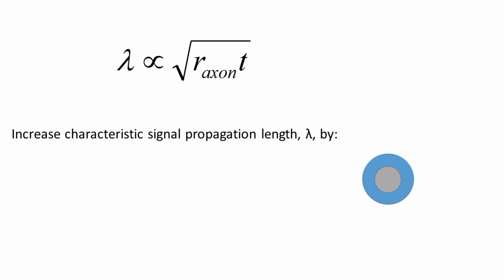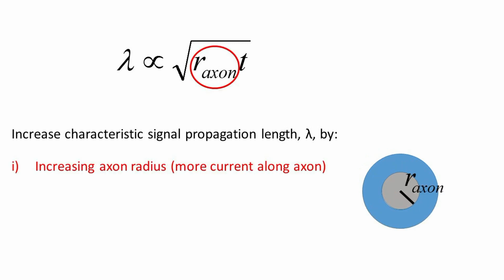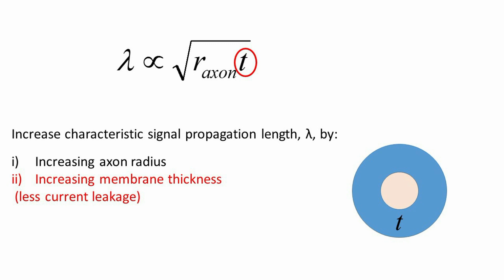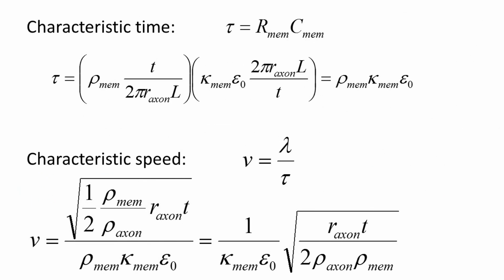Axon properties that increase the propagation distance include a large axon radius, reducing the resistance down the axis of the axon, and a large membrane thickness, reducing leakage of signal out of the axon. The characteristic time constant for charging the membrane capacitor depends on the product of membrane resistance and capacitance. As it happens, most of the axon properties cancel in the product of R and C. Thus, signal speed is increased by increasing the signal length.